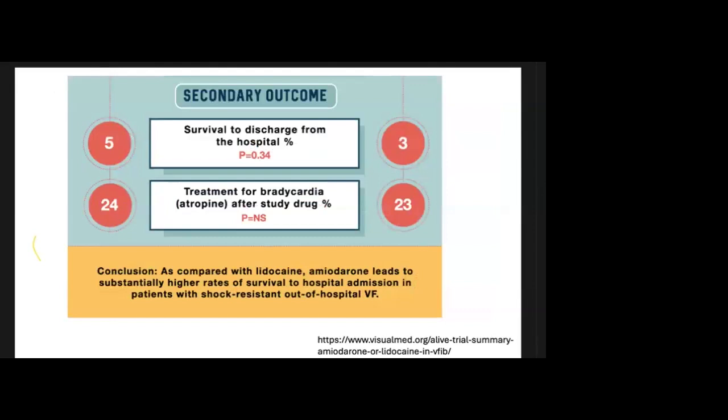And then they looked at some secondary outcomes, survival to discharge from the hospital, which was a little bit better. And then treatment for bradycardia. This was a really secondary outcome that I'm not going to talk about. So the big takeaway from this study was that when compared with lidocaine, amiodarone actually led to higher rate of survival to hospital admission in patients who have shock-resistant out-of-hospital VF.